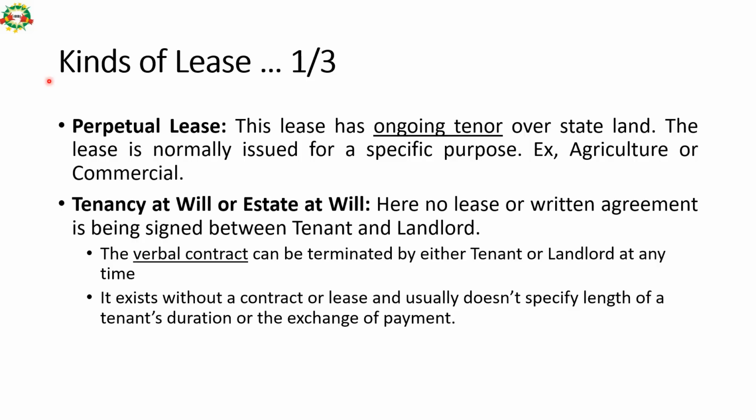Tenancy at will or estate at will. Here no lease or written agreement is signed between tenant and landlord. So there is no explicit agreement signed between tenant and landlord. There is only a verbal contract, which can be terminated by either tenant or landlord at any time. It exists without a contract or lease and usually doesn't specify the length of a tenant's duration or the exchange of payment.